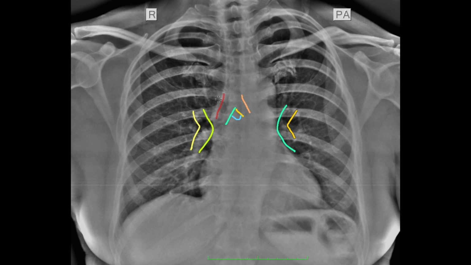And what all can cause hilar enlargement and increased density? It can be because of hilar lymphadenopathy, or in cases of pulmonary artery hypertension, it can also be because of dilatation of the descending pulmonary artery here. So that is all about the hila.